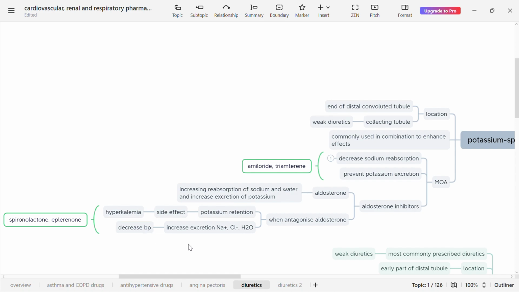So the examples of potassium-sparing diuretics include this one and this one in the green box. So we have two categories, right? Spironolactone and eplerenone are under aldosterone inhibitors, while amiloride and triamterene are under the second category, which both decrease sodium reabsorption as well as prevent potassium excretion.